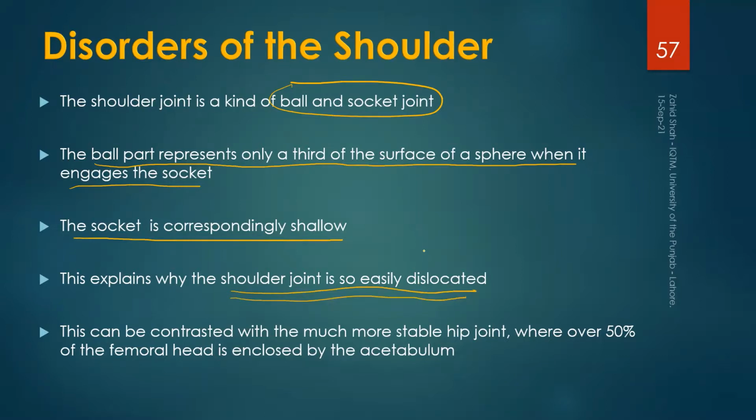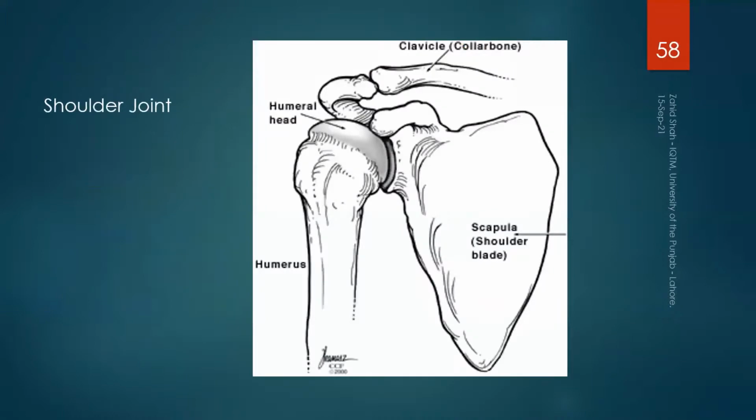Dislocation of the shoulder joint is very common. This can be contrasted with a much more stable hip joint, where over 50% of the femoral head, the head of the femur, is enclosed by the acetabulum, that is the socket in that joint.